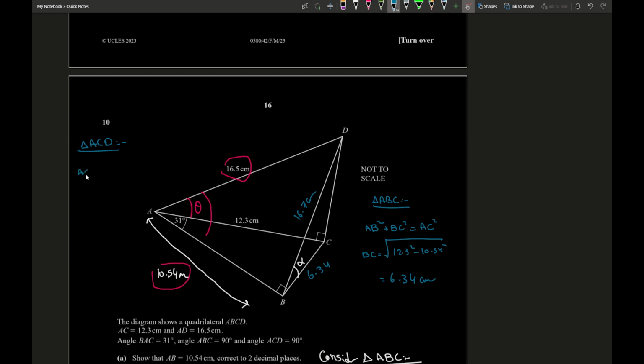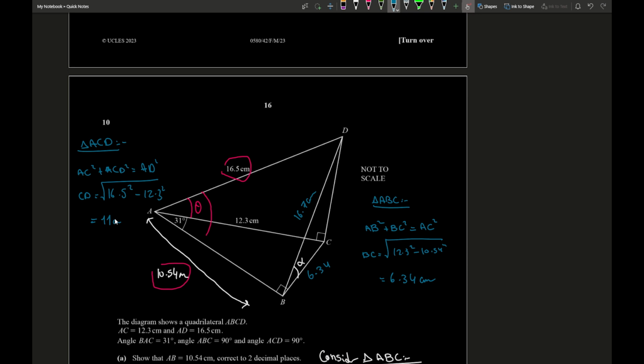Well, AC squared plus CD squared is equal to AD squared. So CD is equal to the square root of AD squared, which is 16.5 squared, minus AC squared, which is 12.3 squared, which is equal to 11, or 10.998 centimeters. Also store that value on your calculator.